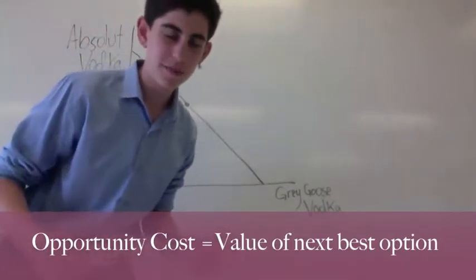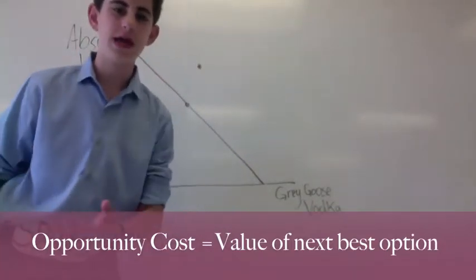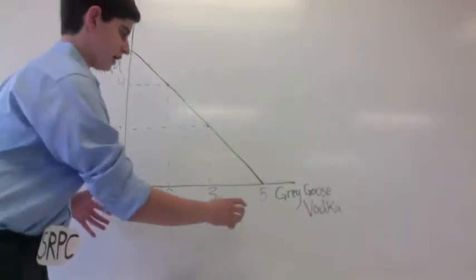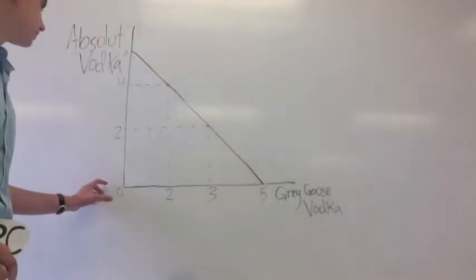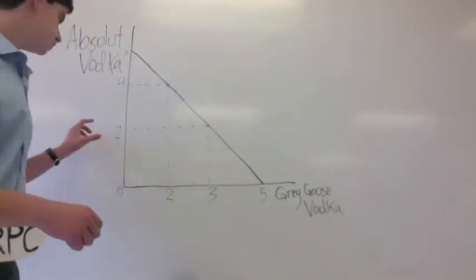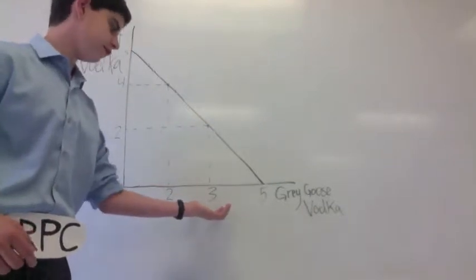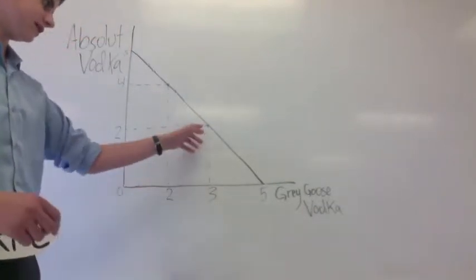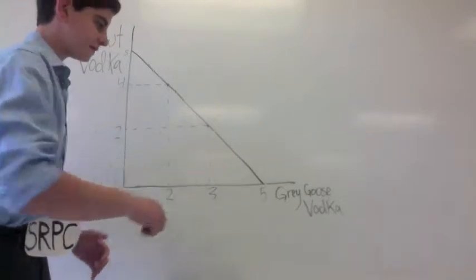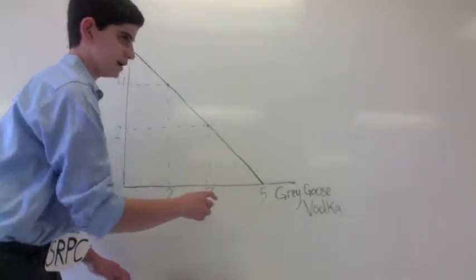All right, so now that you know the basics, we're going to talk about opportunity cost. Basically, all that is what you forego when you take an opportunity. So currently, we're producing at 5 units of Grey Goose vodka and 0 units of Absolut vodka. If we wanted to increase production of Absolut vodka to 2 units, then the units of Grey Goose vodka that we were able to produce would change to 3 because that's where they meet up on the original curve. Okay? And that means that our opportunity cost is 2 because 5 minus 3 is 2.